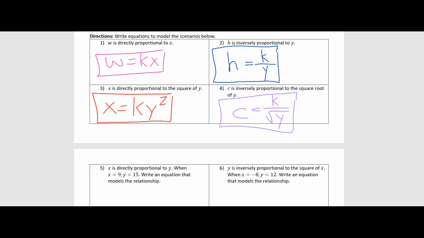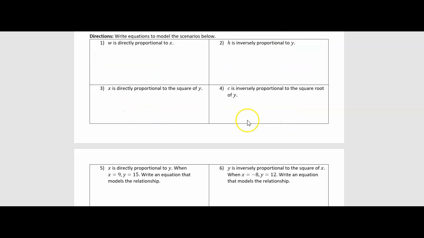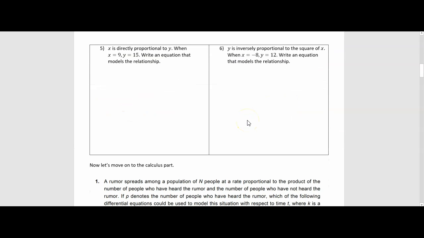Let me scroll down here actually, because I need a bit more room. 5 and 6 are slightly different from 1 to 4, in that you're actually going to have to figure out what the constant of proportionality is. Whereas in 1 through 4, we just let it be represented by k. It's kind of like being given an initial condition with the differential equation and figuring out what that c value is.